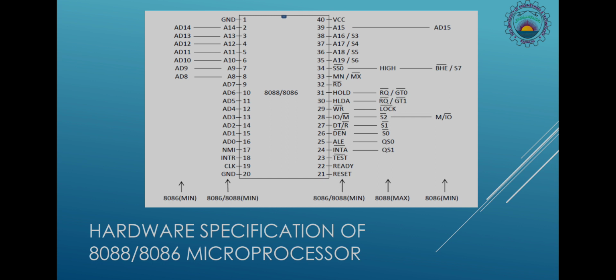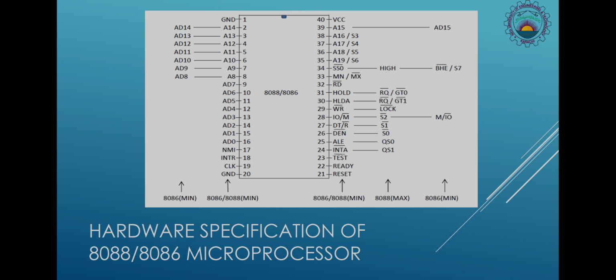So both of these pins will be connected with 0 volt. And there is pin number 40, VCC. That pin will be connected with plus 5 volt. When these power signals are applied, the microprocessor chip will be in working condition.